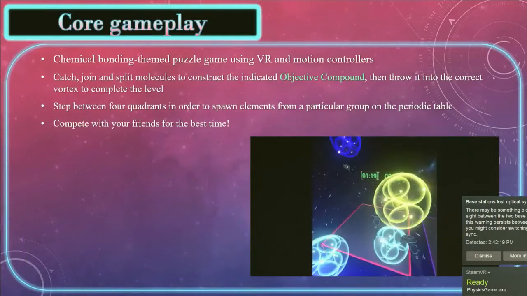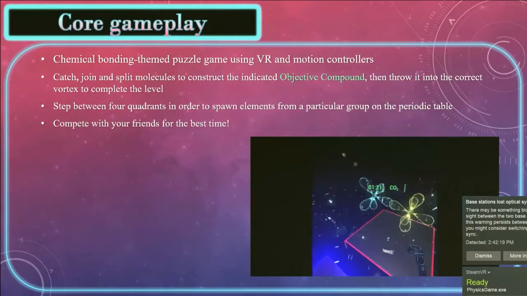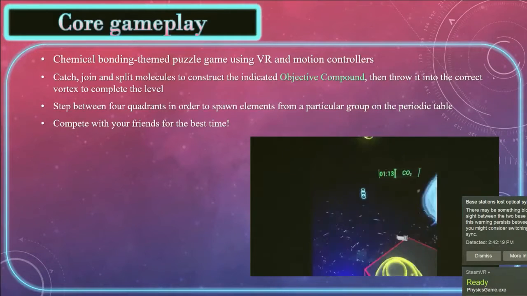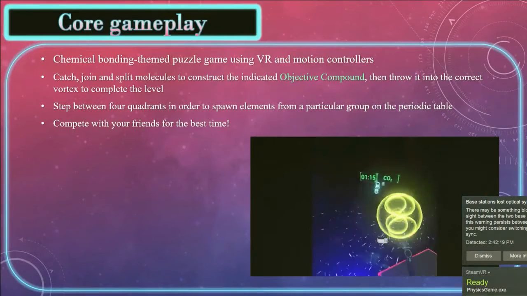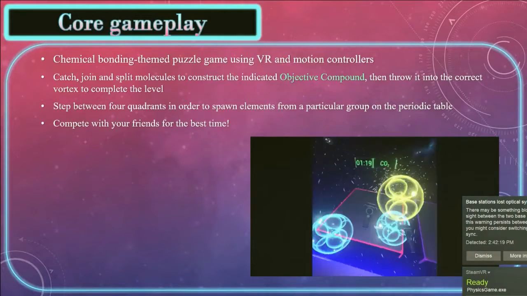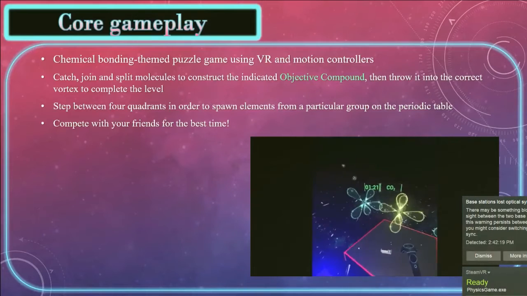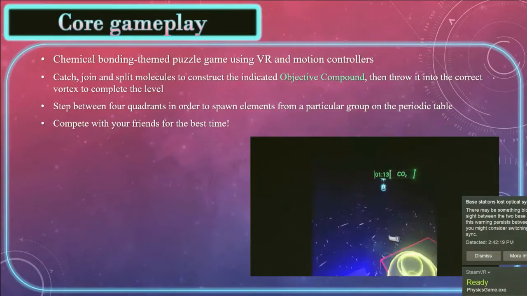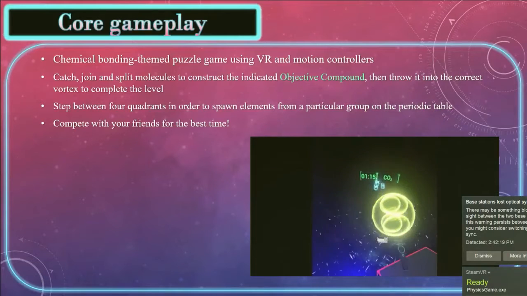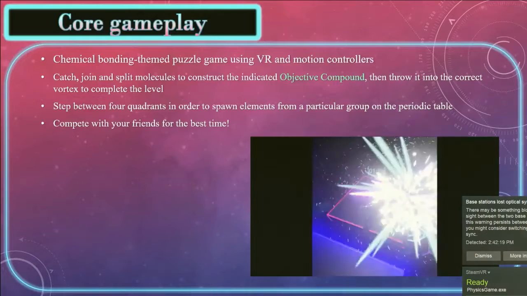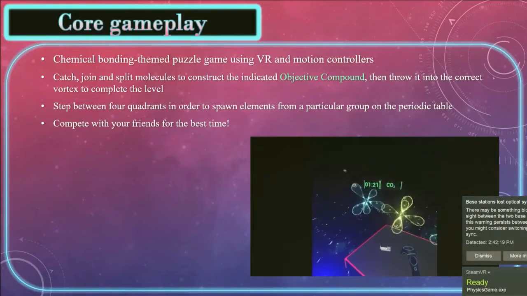So that earlier shot you saw was demonstrating the fact that we also have a laser, what we call the tractor beam, pulling atoms in so that the player can then grab them and then combine them into the desired compound. And that's visible there at the top where it says CO2. Player is also being timed. You are hoping for the best time that you can, and that's actually kept track of as well.